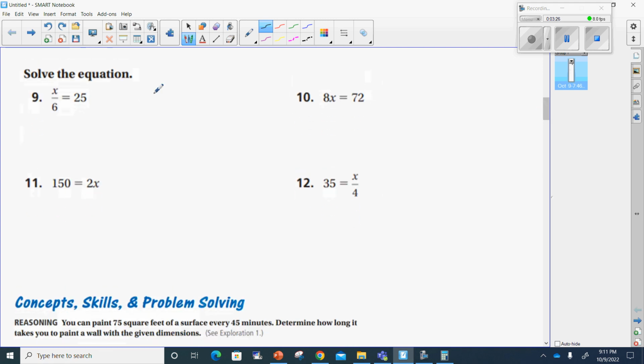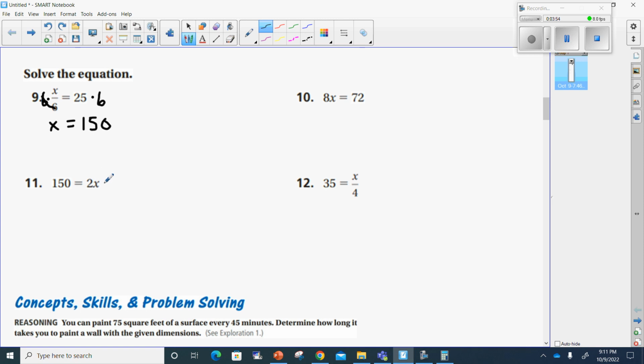Now we got to solve the equations. Remember, with equations, I always do the opposite when I'm trying to get numbers to go to the opposite sides. I'm dividing by 6 right here. To do the opposite, I need to multiply by 6, which means I will multiply by 6 over here. These 6's cancel out, leaving me x. 25 times 6 is 150. So x is 150. 11 says 150 equals 2x.